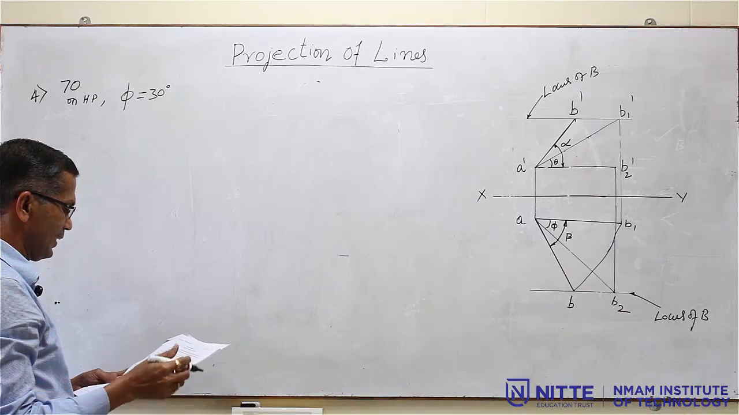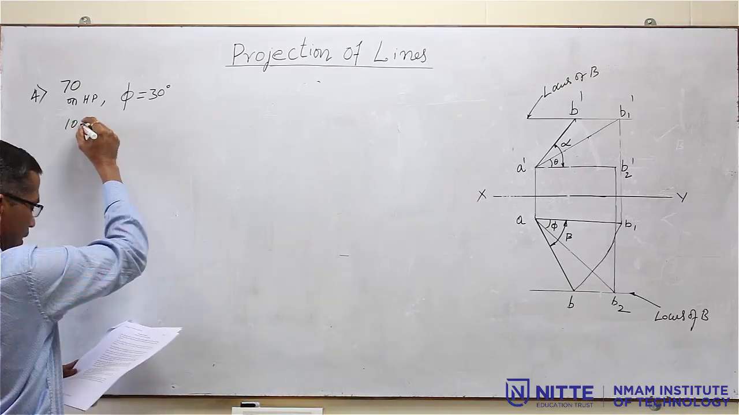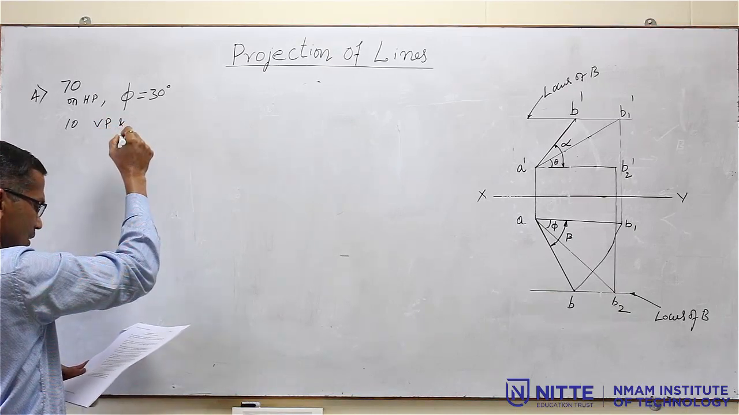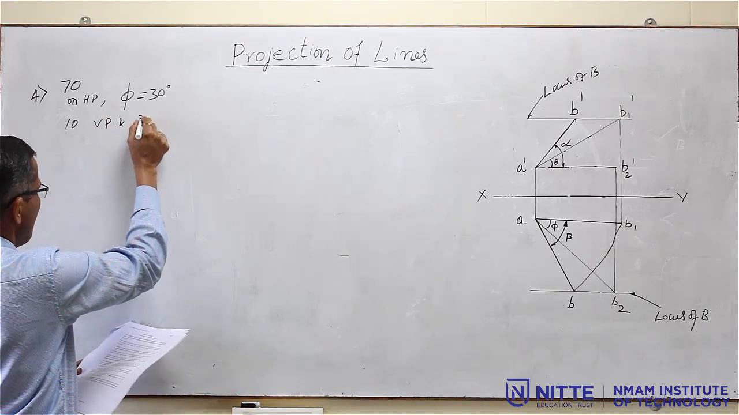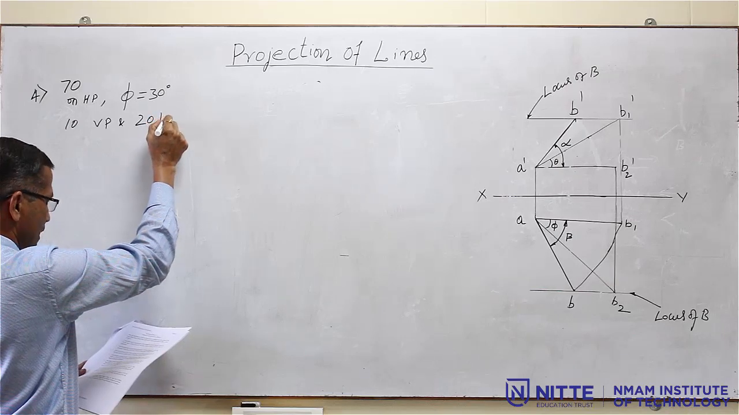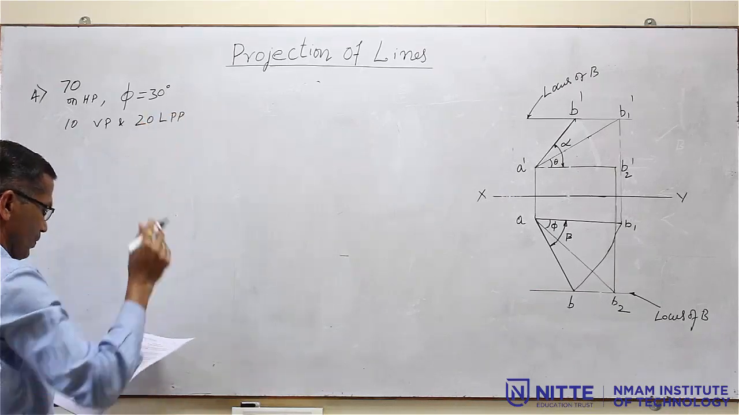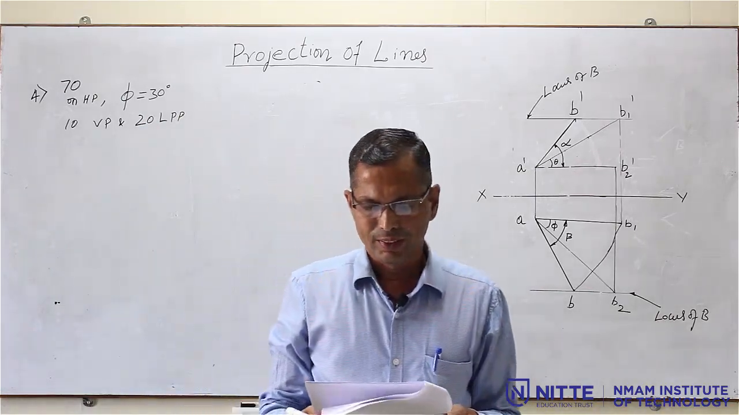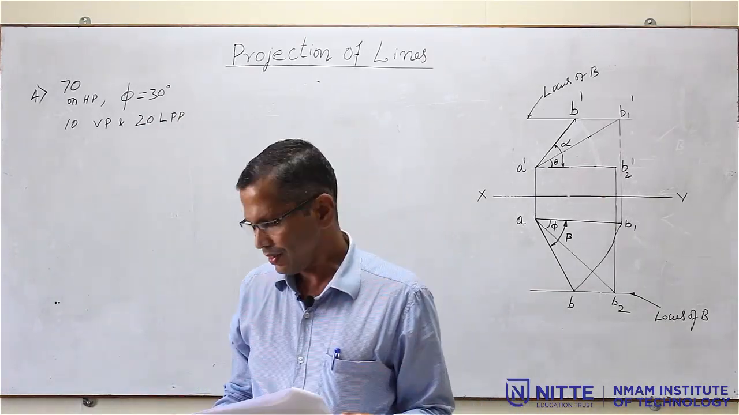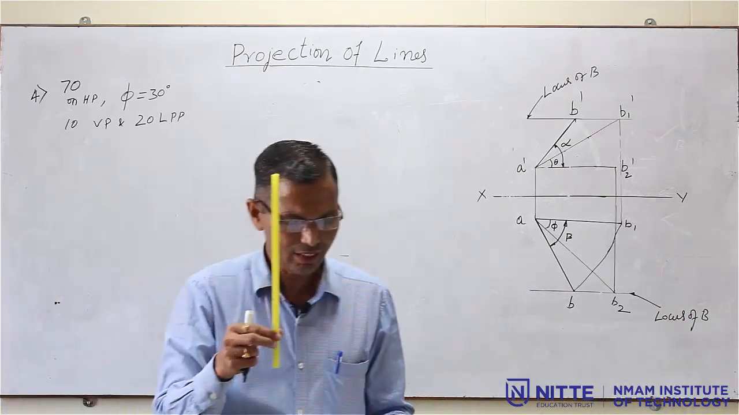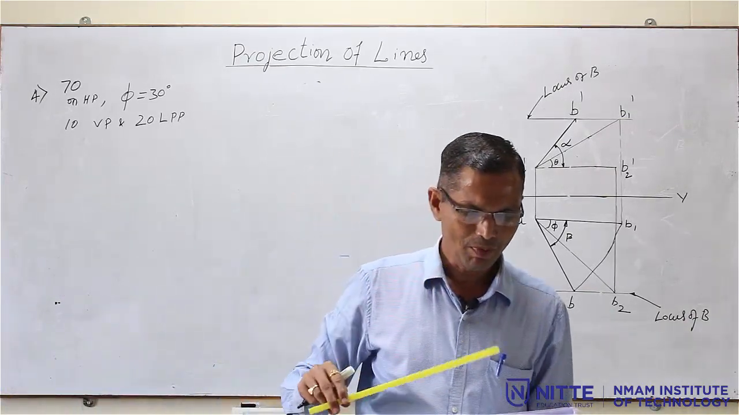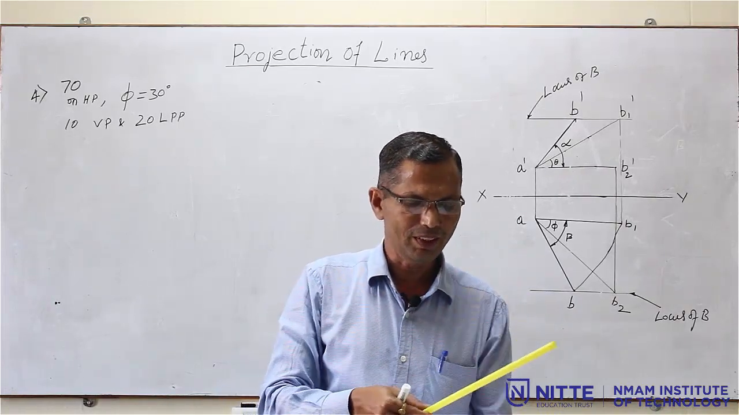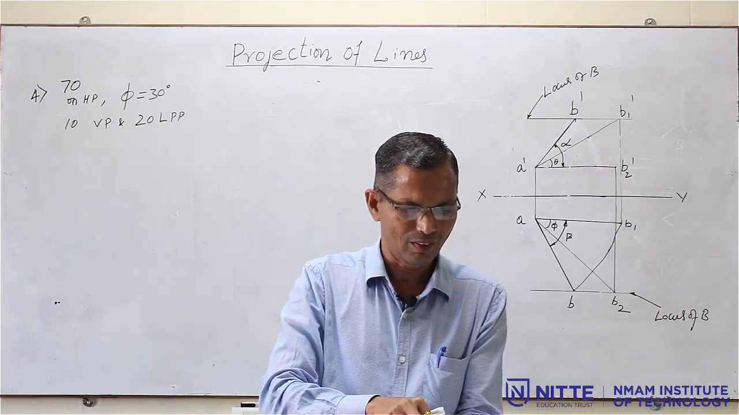One end of the line is 10 mm in front of VP and 20 mm from LPP. So, draw the projection of a straight line 70 mm long. So, this is the straight line, length of this is 70 mm. When it lies on HP, that means it is placed on HP, on the ground.